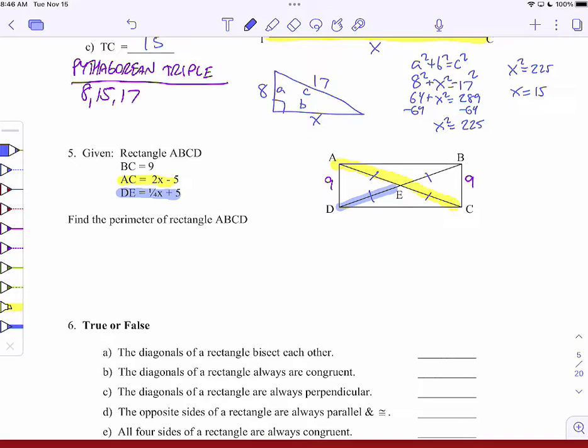Grant, go for it. 2x minus 5 equals 1/2 x plus 5. So you want to make these equal? So they're not equal in length because this blue one is definitely shorter than this yellow one. So you don't make them equal. You're going to use an equal sign to make an equation, but they're not equal to each other. Any other ideas?